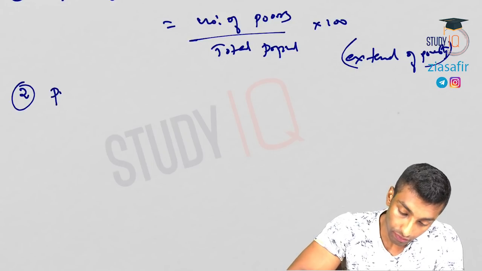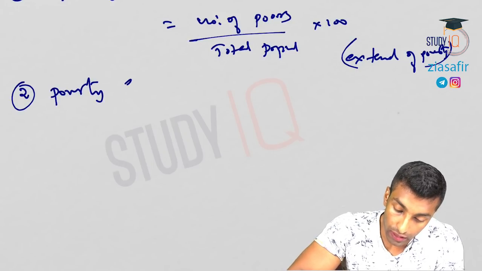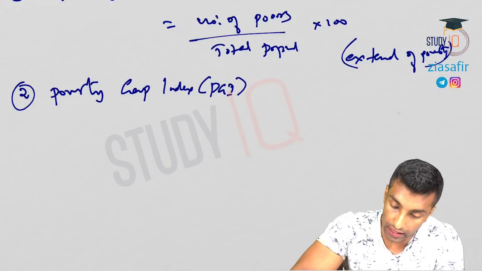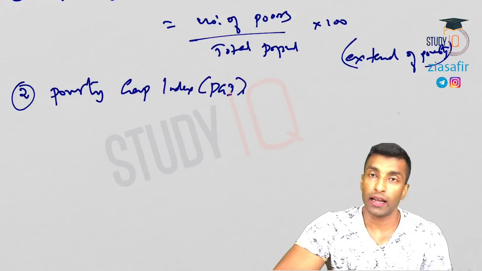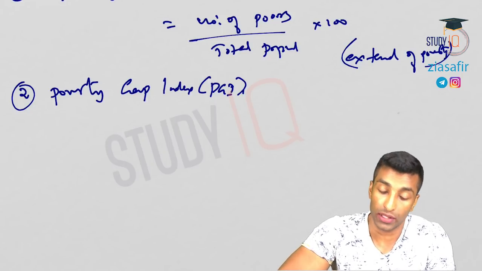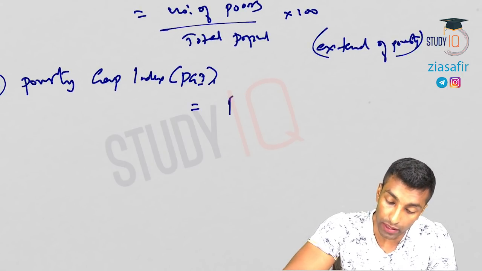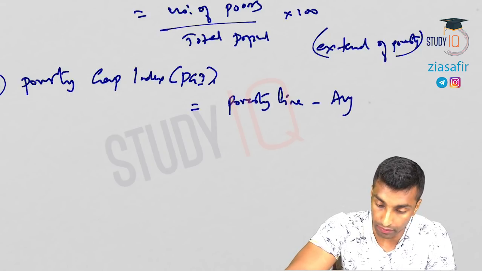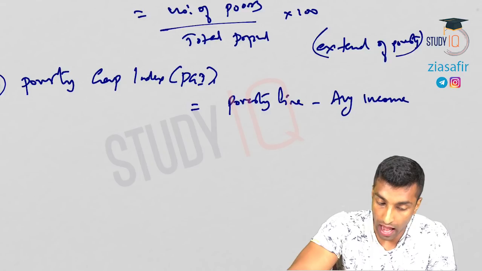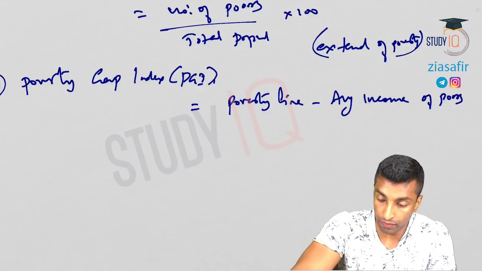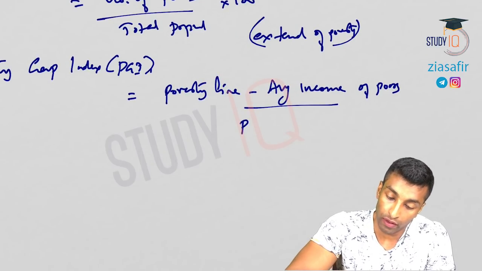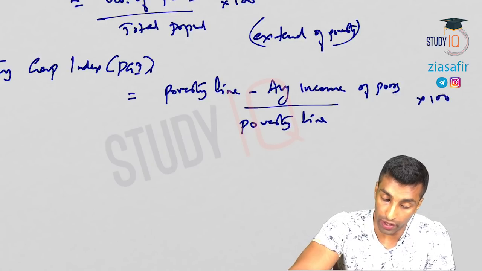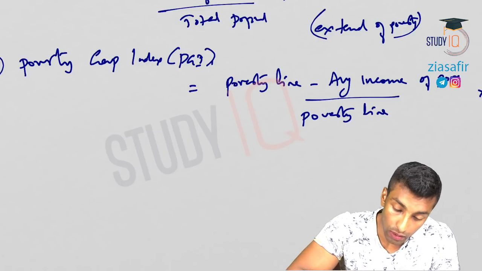Second one, poverty gap index, PGI. First I'll tell what it is and then I'll explain what is the need of it and how it is calculated. So it is nothing but poverty line minus average income of poor divided by poverty line into 100. Okay, so how is it calculated? It is calculated like this.